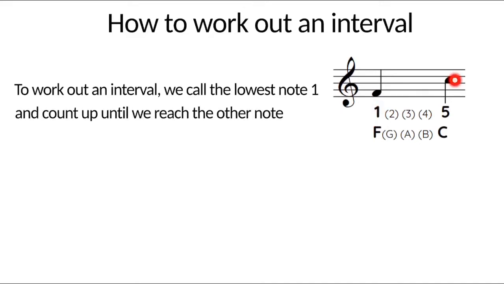So if that's 1, we know that this is a C. Then we simply count up. G would be 2, A, B would be 4. We get to C, and that's number 5. This interval is a fifth.